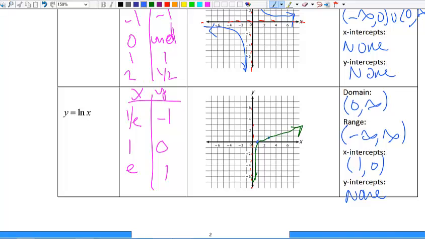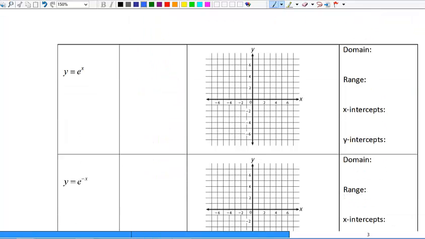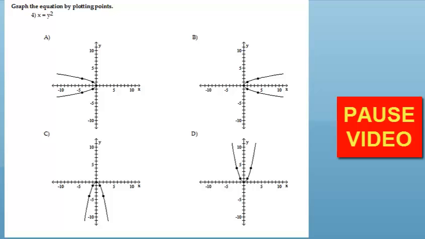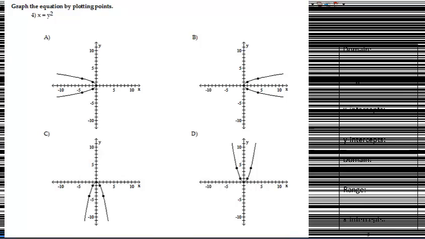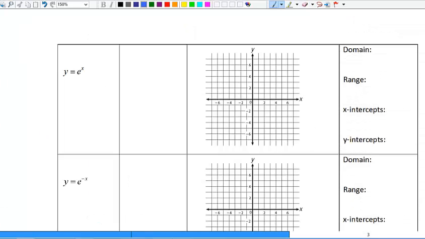Okay, we're going to keep going to the next parent graph. This time we're looking at e to the x. E to the x is related to the natural log graph in that it has similar properties, although it looks a little different. Let me start with a table of values again. At -1, we get 1 over e. At 0, we get 1. And at +1, we get e.